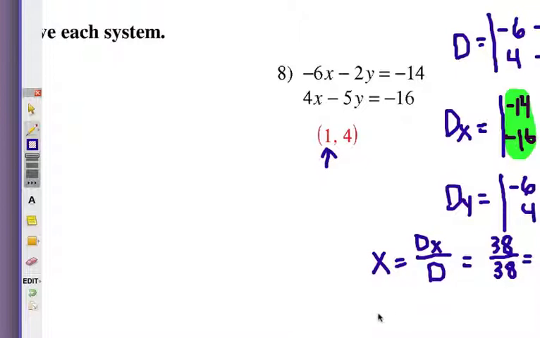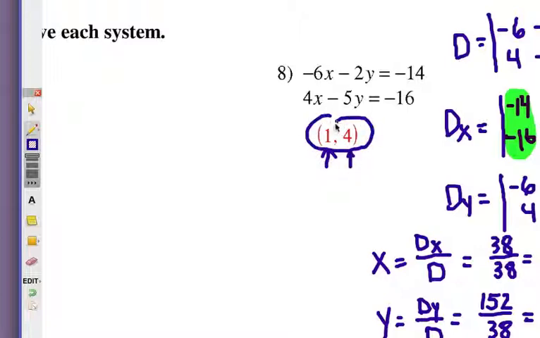Now the y solution is determinant of the y's divided by the determinant of the coefficients. And determinant of the y's we just found was 152. And we're going to divide that by the determinant of 38. And you betcha, that's going to give us a positive 4. And there we go. Sometimes expressed as an ordered pair. That's the solution to the system using Cramer's rule.